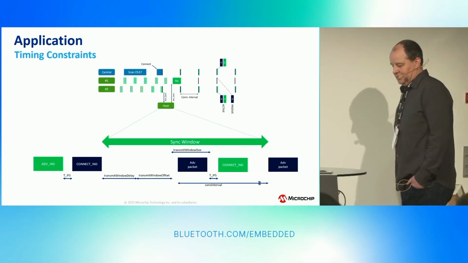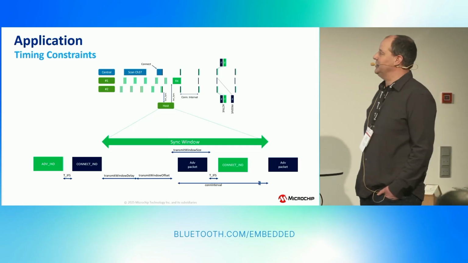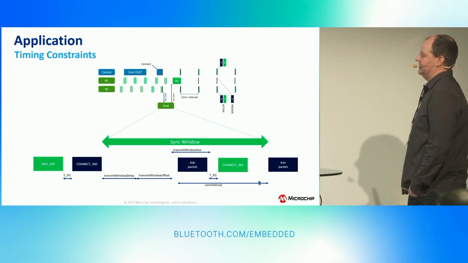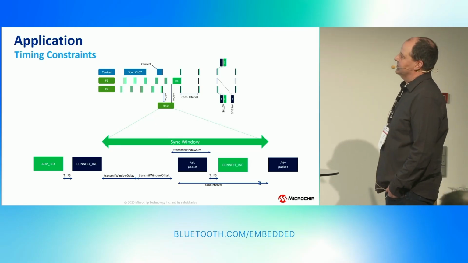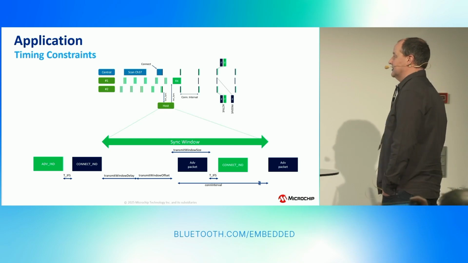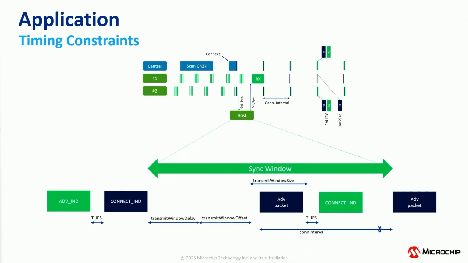So for this approach, we have a timing constraint for the synchronization phase. The timing constraint starts when the connection indication is detected, and we have to read the connection information and distribute it. We have a sync window. The sync window typically consists of the transmit window delay, the transmit window offset, and the connection interval. Within this time, we have to provide the information to the nodes, and then we can have a successful synchronization.